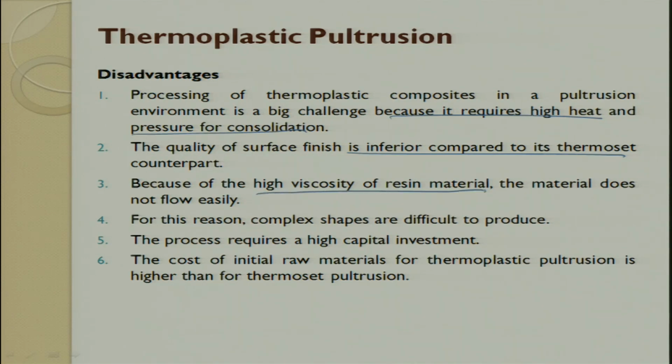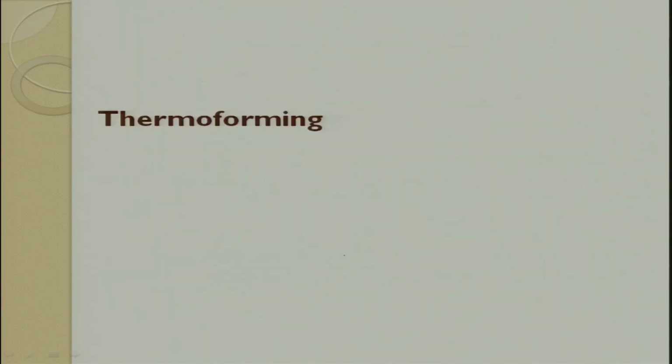Because of the high viscosity, the material cannot flow easily. So, that is why we try to maintain and play with the temperature. Maintaining and playing with the temperature gives you the viscous flow. Complex shapes are difficult to make, like what we studied in tape casting. You can make domes there. Here it has to be only an axis symmetry part, so that you get the required output. The initial cost is high and the tooling cost is also very high.